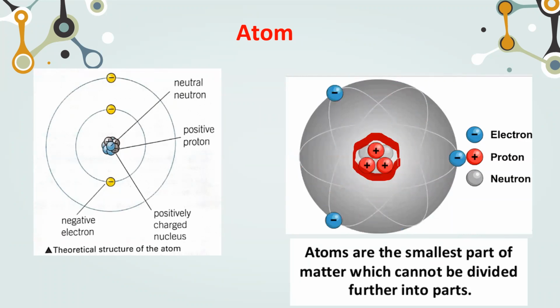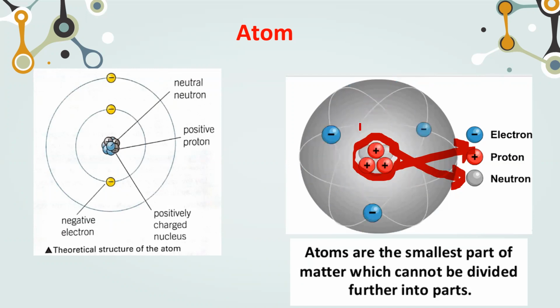The nucleus contains two kinds of particles. One is the positive particles, which are called protons, and the other is the neutral particles, which are called neutrons. Neutrons have no charge. They only contribute to the weight of the atom.